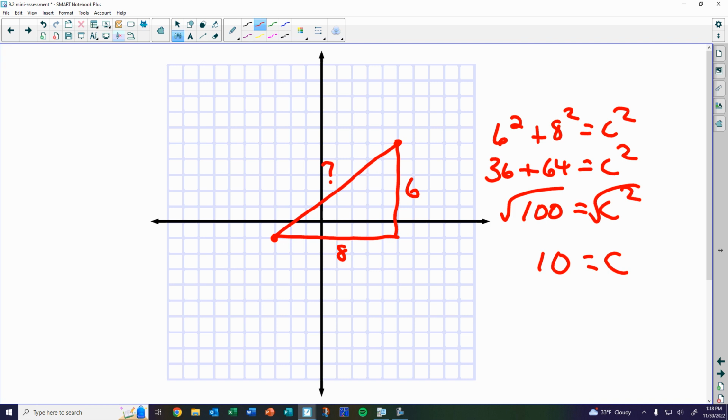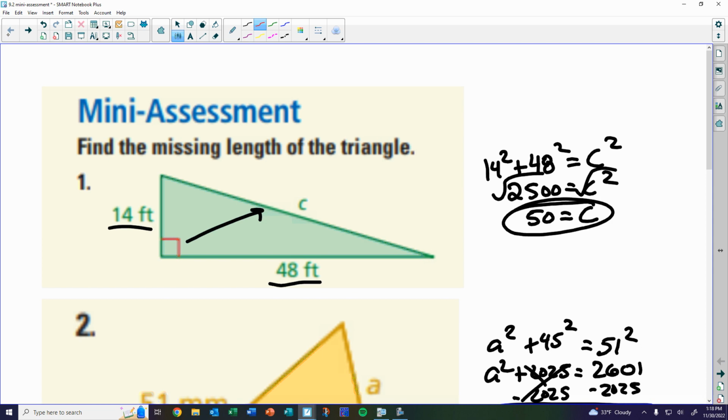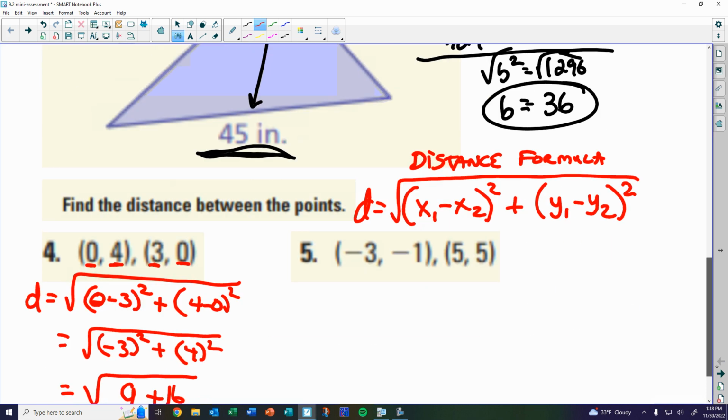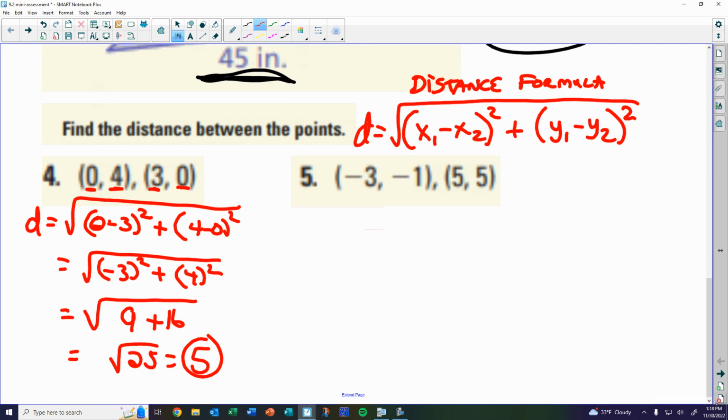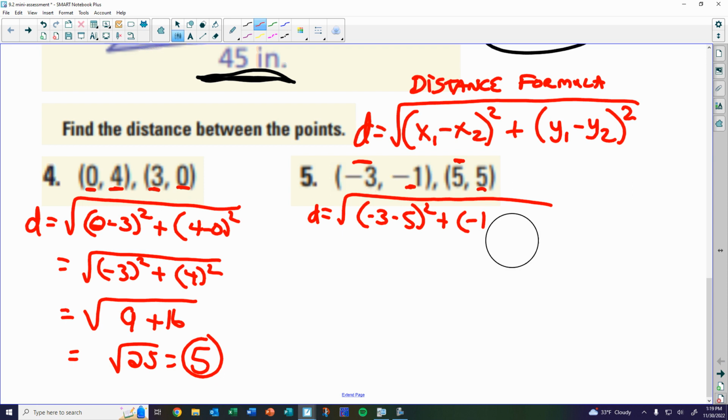Okay. Now, doing the same thing with the distance formula. Not much different, right? We should get 10 if we do it right. So, negative 3 minus 5 squared plus negative 1 minus 5 squared. See if you can follow. What's negative 3 minus 5?